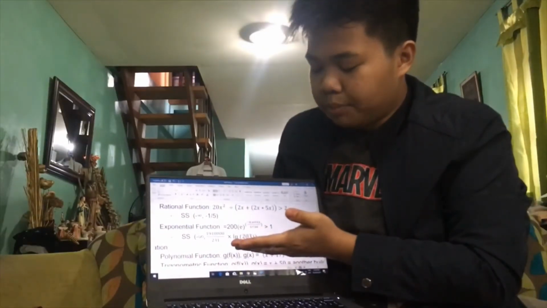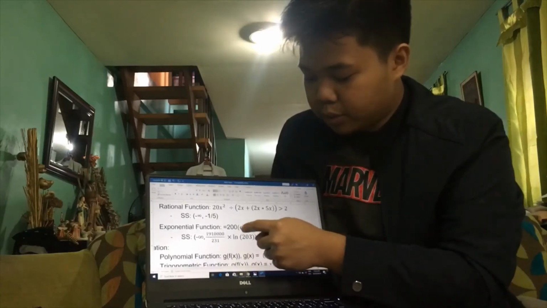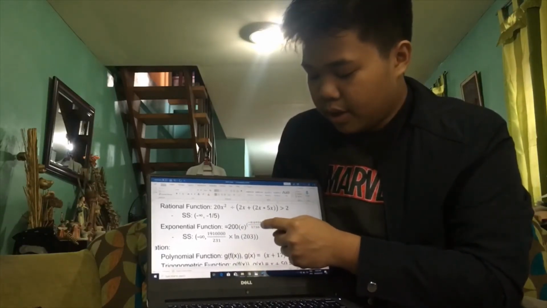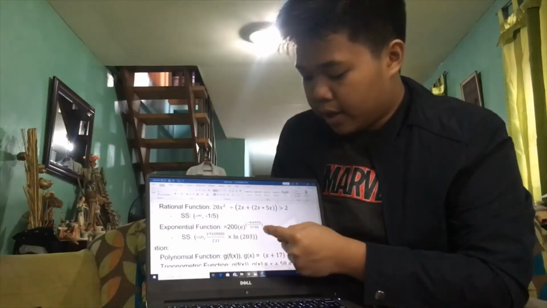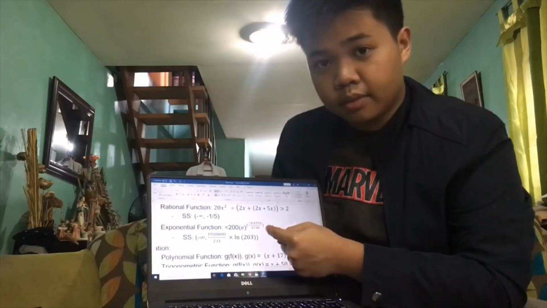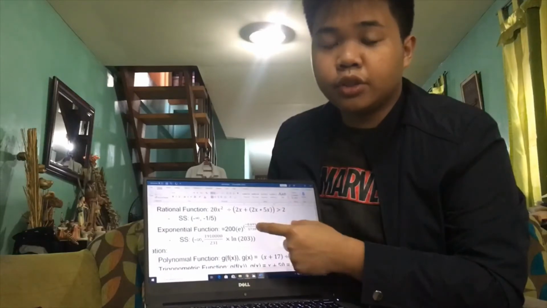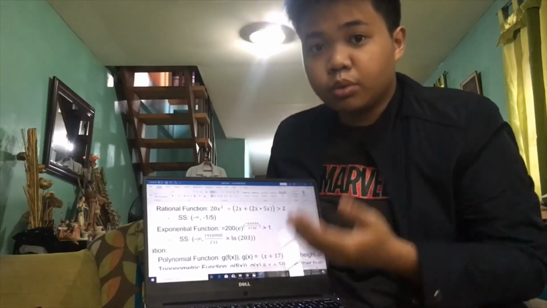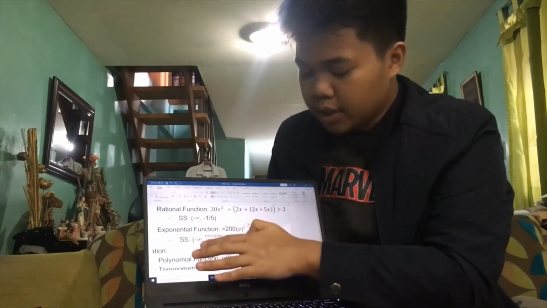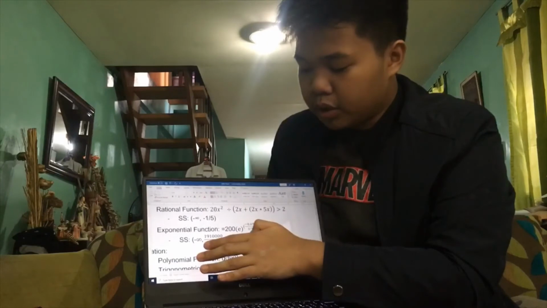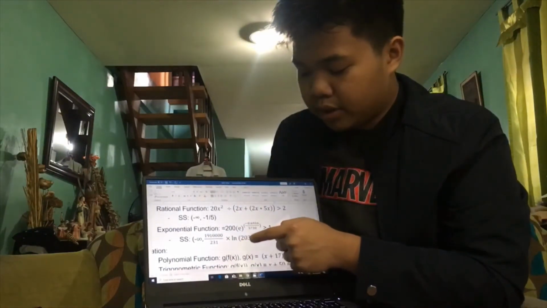For the exponential inequality, we use the formula 200e raised to negative 0.693 x over 5,730. We change it to a greater than sign, and we change 0 to 1. 1 is in the range, so we used 1. So for the solution set, negative infinity to 1,910,000 over 231 times ln 203.